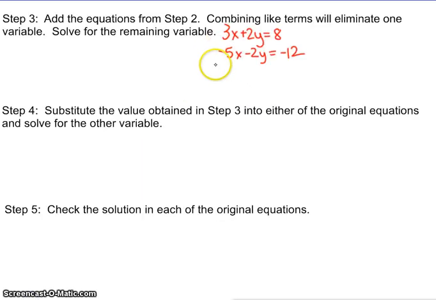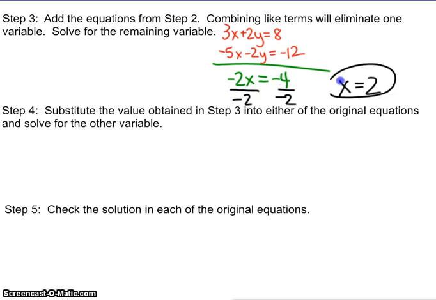So now we're going to add our 2. So 3x plus a negative 5x is a negative 2x. 2y plus a negative 2y is 0. Bring down my equals. 8 plus negative 12 is negative 4. So in the other problems, we had been left with x equals a number, but now we have a negative 2x equals negative 4. So we need to divide both sides by negative 2, and we'll get the value x equals 2. So first part of our solution is 2 comma.